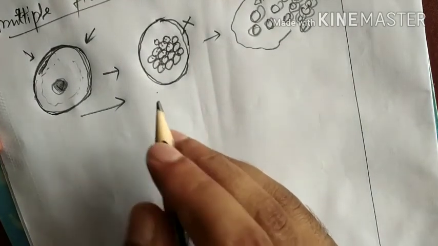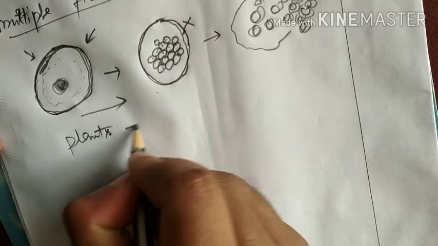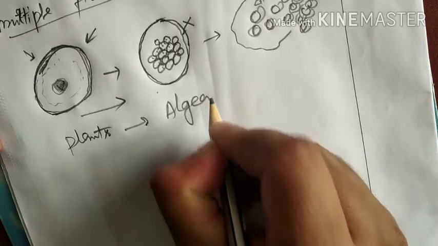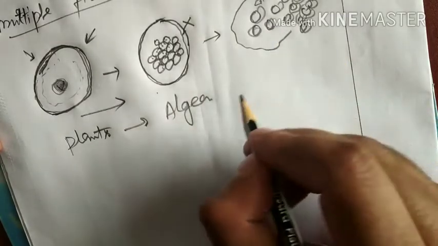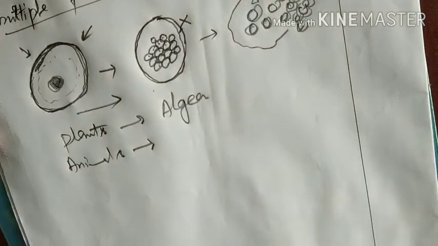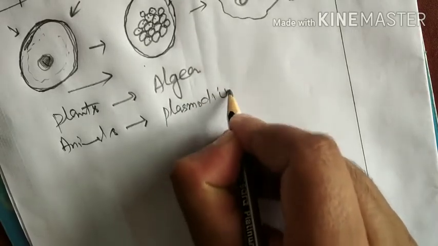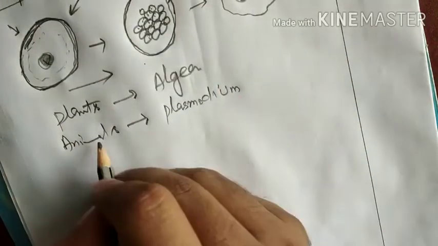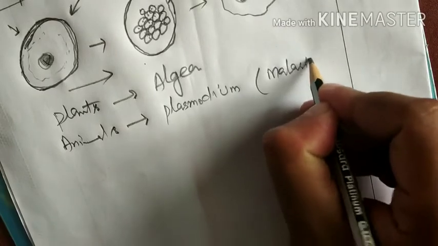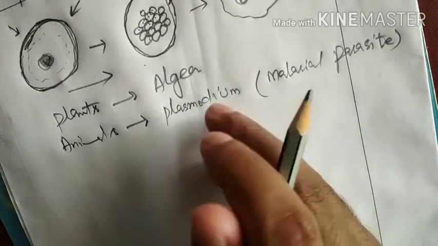What are the different examples? In case of plants, we see it in many algae. In case of animals, the common example for multiple fission is Plasmodium. This Plasmodium is the malarial parasite, which leads to the formation of many daughter cells.